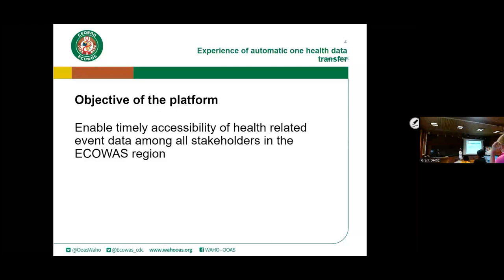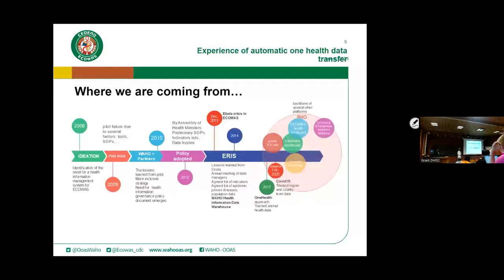We're given a mandate to set up a regional platform so that countries can know what is happening in the region. And the objective of our regional platform is to enable timely access to health data in the region for all our stakeholders. After the mandate was given to us to put in place the platform, we had a lot of trial and error failures along the way.